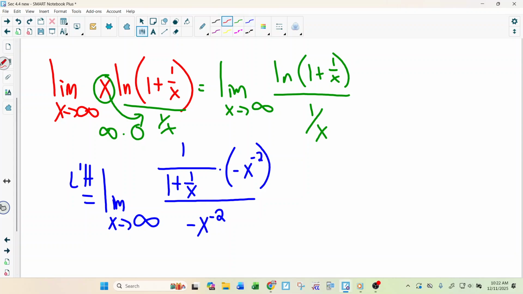Did you get to there? The derivative of natural log is 1 over the same thing, times the derivative of the inside piece. The derivative of the inside piece is just negative 1 over x squared, which is the same thing we got on the bottom. So we get to here, and these two things cancel.